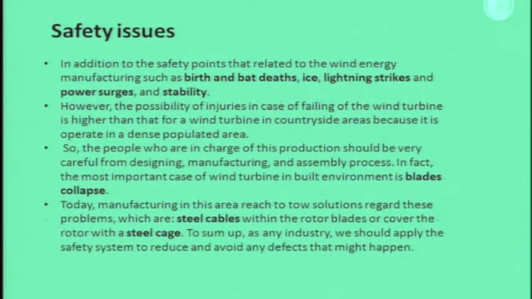Also, there is a safety issue. I think the wind turbine in the built environment shares the same safety issues as one in a rural area, but the famous one is blade collapse, especially because there are a lot of people around this element, and we have two solutions for this one: steel collapse and steel cage.